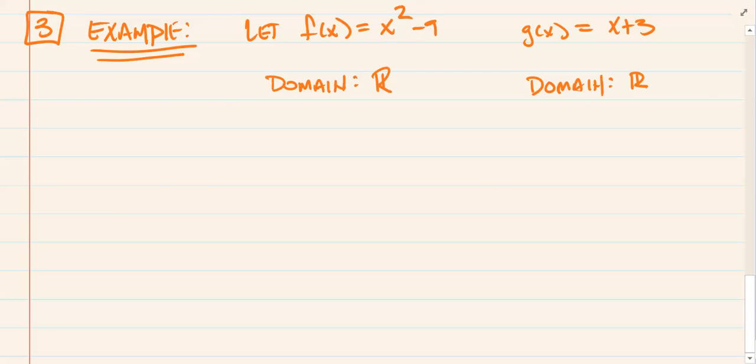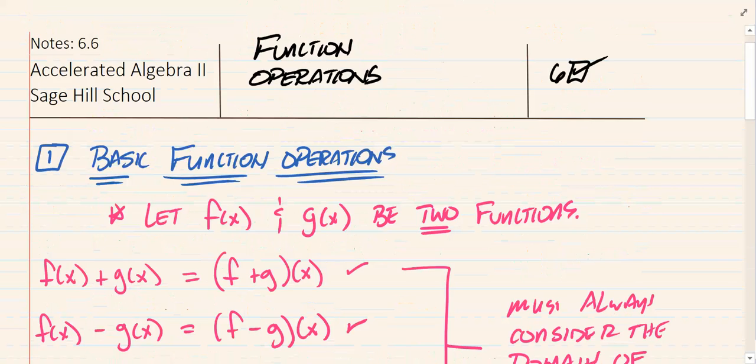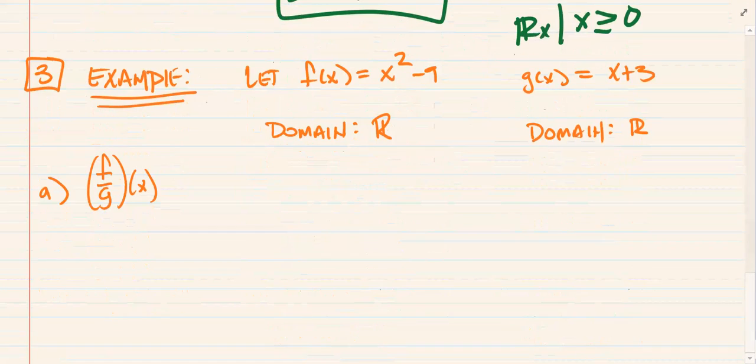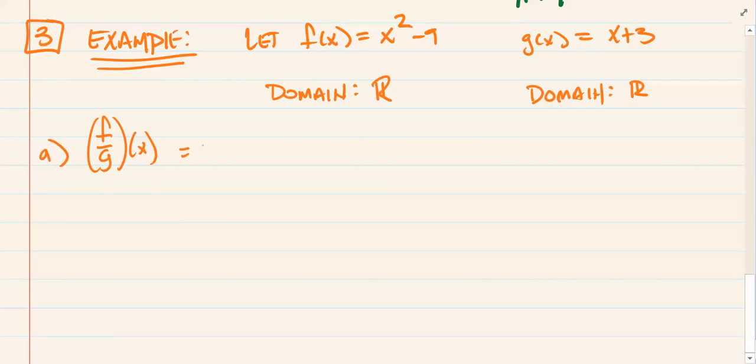Let's do f divided by g of x. Okay? Now, I'm going to revert back to my definition. Let me scroll up real quick. We can take f divided by g of x, provided that what? Provided that g, the function in the denominator, is not 0, okay? So we're going to consider that at the end. So this literally means take f of x and divide it by g of x, right? Okay, well, what's f of x? That's x squared minus 9 over g of x, x plus 3.